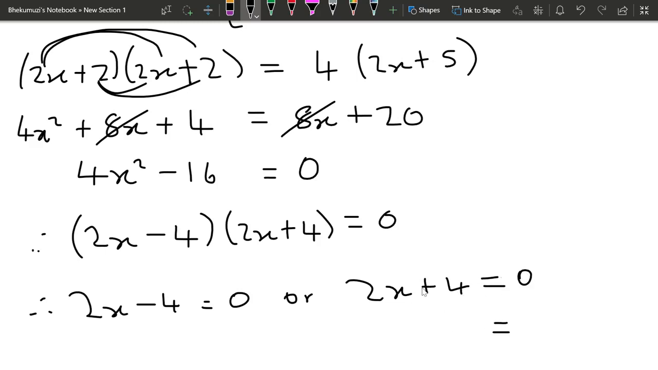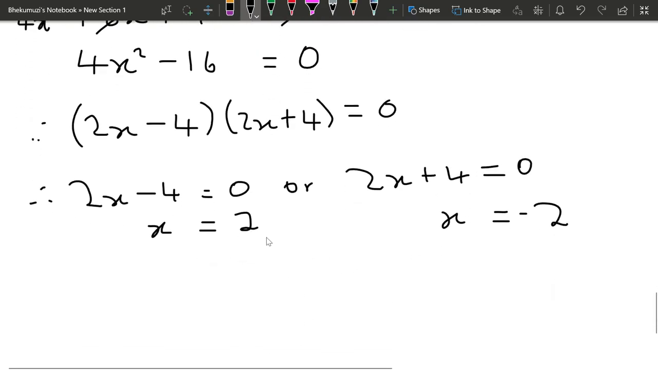And then in this case you get that it is supposed to be minus 2, and in this case you get that it's supposed to be 2. But we've already established which one is the solution and which one is not the solution. So x equals 2 can't be the solution, and x equals minus 2 is the solution.